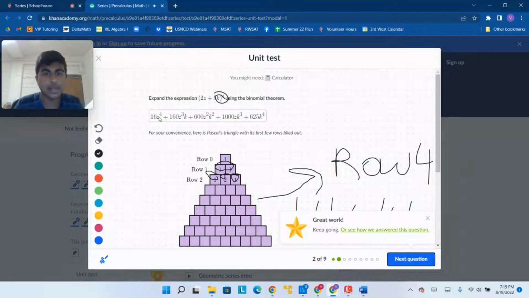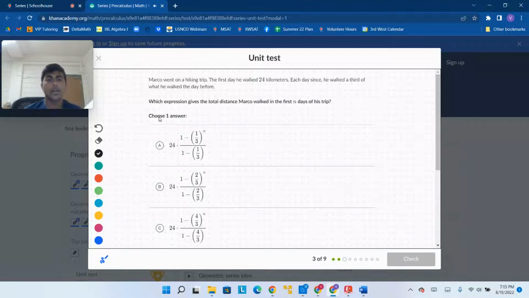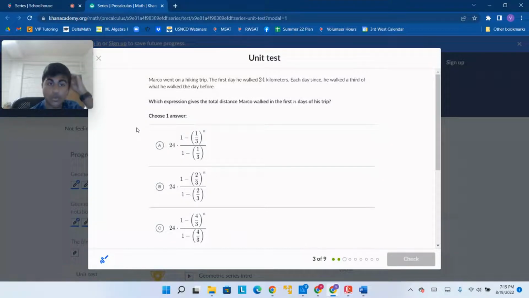Let's keep going to the next question. All right, Marco went on a hiking trip. The first day he walked 24 kilometers, and each day he walked a third of what he walked the day before. Which expression gives the total distance Marco walked in the first n days of his trip?